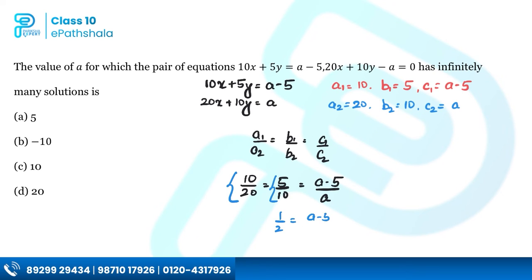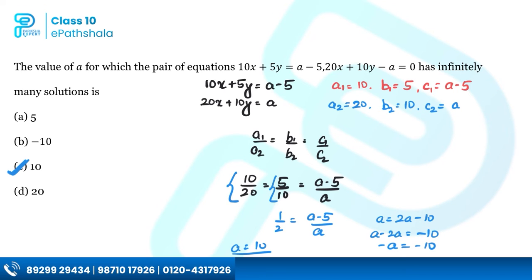This should be equal to a minus 5 by a. If we cross multiply, we will have a is equal to 2a minus 10. Or we can say a minus 2a is equal to minus 10, or minus a is equal to minus 10. Hence a should be equal to 10. So therefore the answer will be option C, which says a is equal to 10.